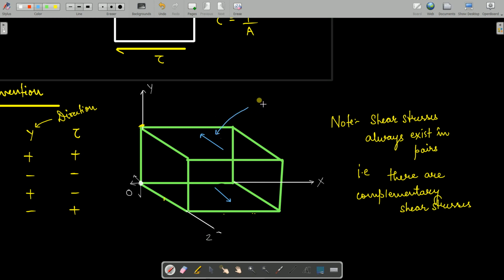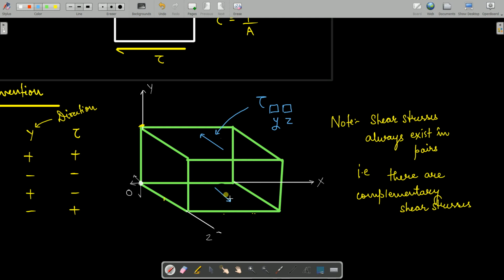I will write first tau. Why? Because I know very well that is acting tangentially, so there is no question of sigma. This is not a normal, so obviously it's a shear. But what should be filled here and here? What is the face? Which plane we are talking about? We are talking about the y plane. Why? Because this is cutting this y axis, right? So this is y face. Which direction I am going? I am going in z direction.